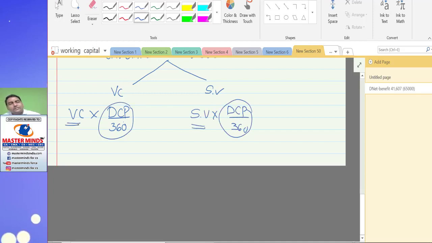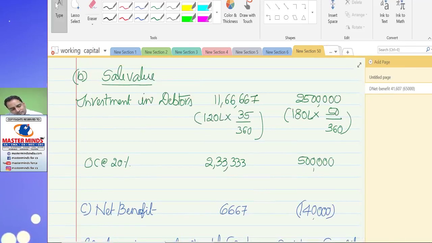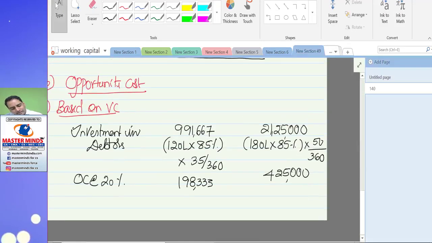The only difference is in first scenario, variable cost is taken, that is 85% of sales. In this case, sales is taken. You can observe that investment in debtors is higher when you take sale value approach, lower when you take variable cost approach. You can see 11,66,667, 25 lakhs is the investment in both cases. 9,91,667, 21,25,000.